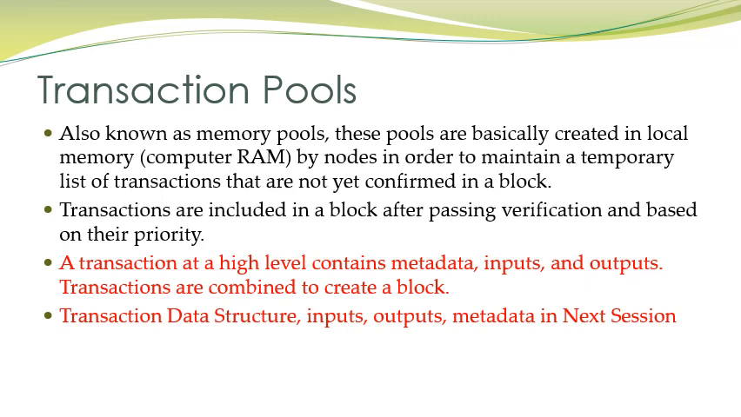So a transaction at a high level contains information like metadata, inputs, and outputs. Transactions are combined to create a block. So there are data structures: the transaction life cycle, the transaction data structure, then metadata, inputs and outputs.